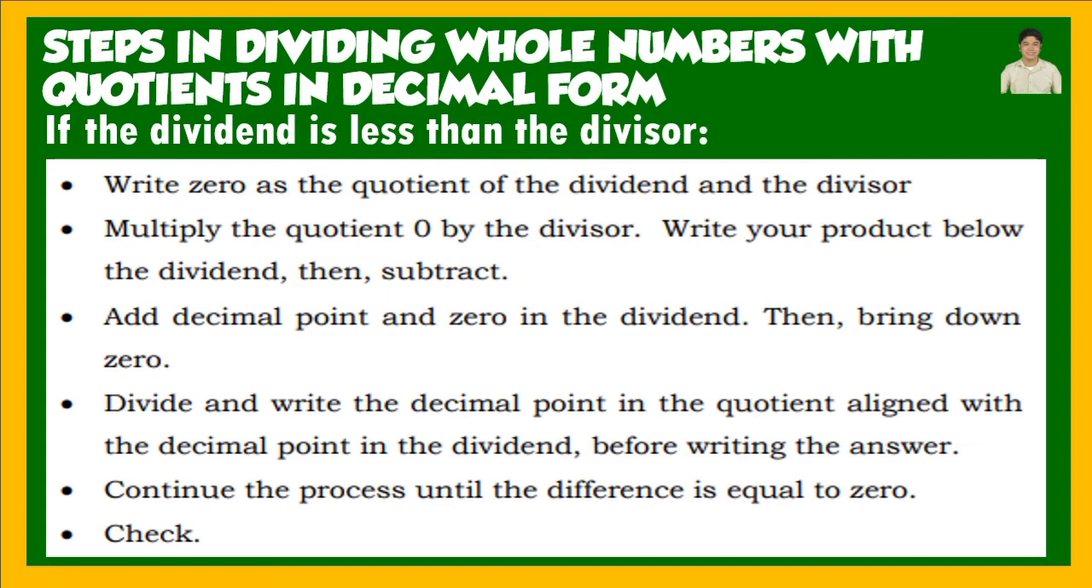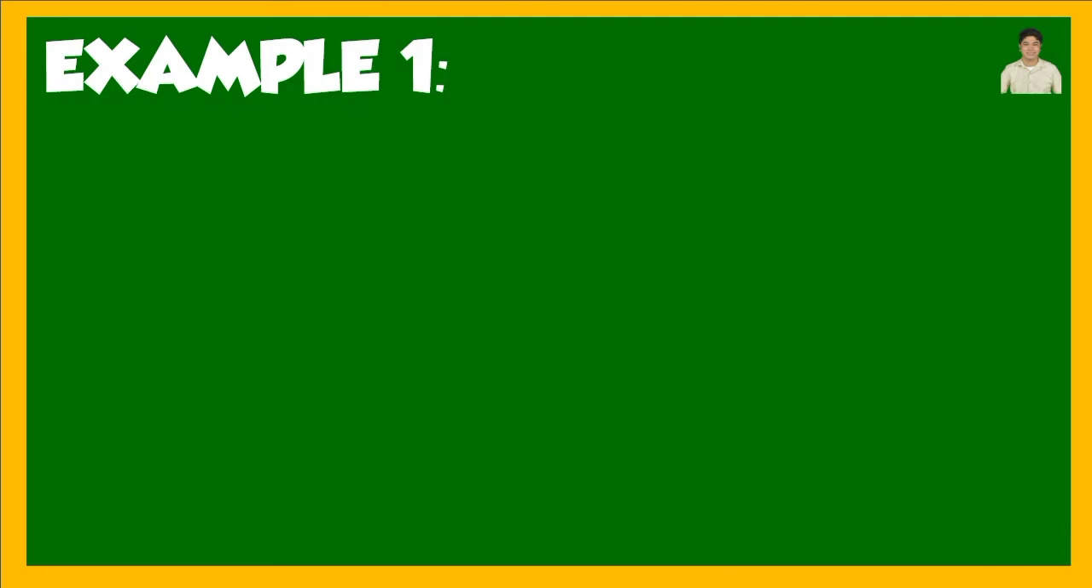So, para mas maintindihan nyo po yan, let's have the following examples. For example number 1, what is 4 divided by 8? As you can see, 4, the one that is written first, is what we call the dividend. And then yung second one is yung divisor. So, kitang-kita nga naman na yung value natin for dividend is less than, mas mababa dun sa value ng divisor, which is 8.